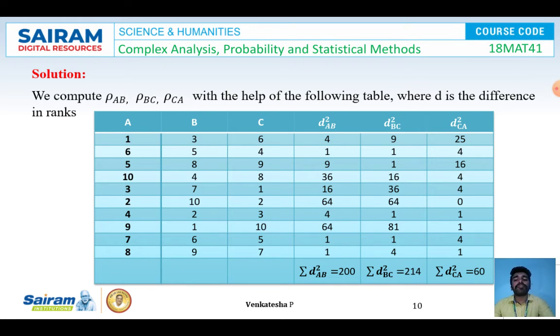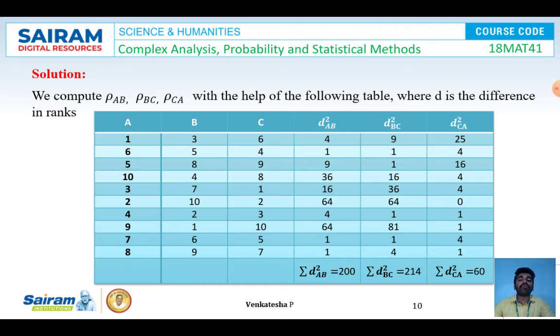Now I am going to find the difference between rank B and C and finding the difference square. I got 9, 1, 1, 16, 36, 64, 1, 81, 1, 4. Next I am finding difference between C and A and finding the difference square. I got 25, 4, 16, 4, 4, 0, 1, 1, 4, 1.